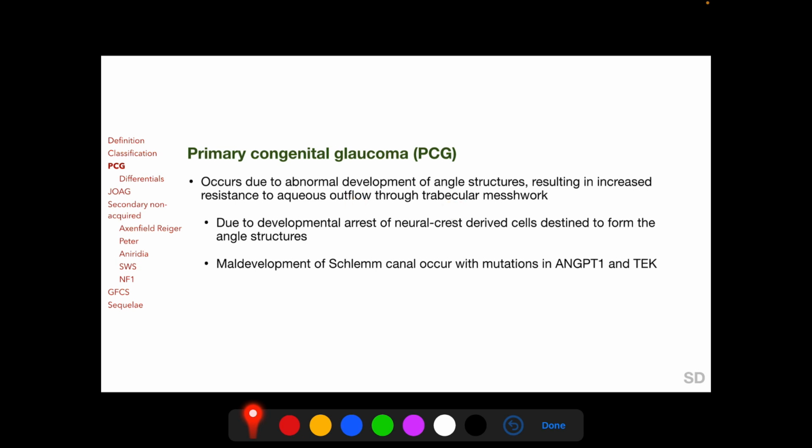And this is said to be due to a developmental arrest of neural crest-derived cells destined to form the angle structures. And in some cases, maldevelopment of the Schlemm's canal is found as a cause of primary congenital glaucoma, particularly those with mutations in ANGPT1 and TEK genes.